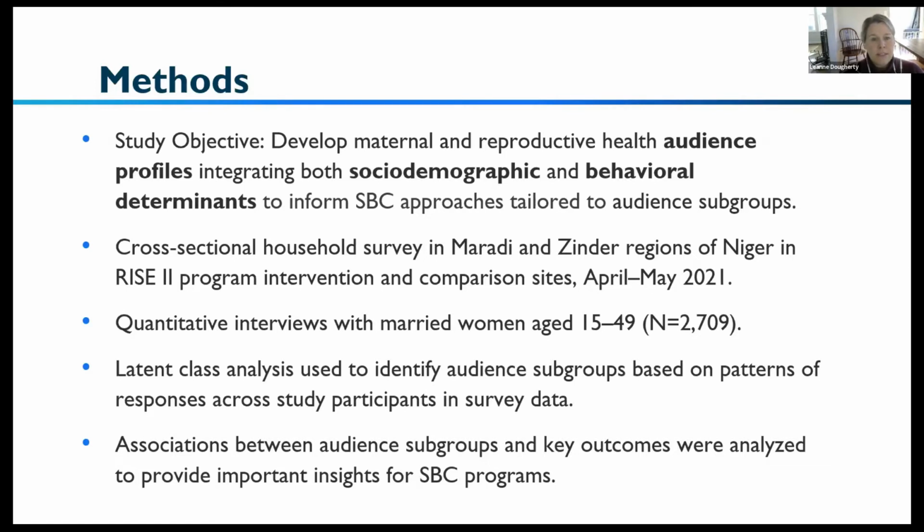We interviewed 2,709 married women of reproductive age. And to create the audience subgroups, we used an analytic approach called latent class analysis, where we identified socio-demographic and behavioral determinants, and then applied the analytic technique to empirically generate audience subgroups based on patterns of responses across study participants in the survey data. Once we generated the audience subgroups, we were then able to test associations between the subgroups and key outcomes, which included 4 or more antenatal care visits, facility delivery, and contraceptive use.